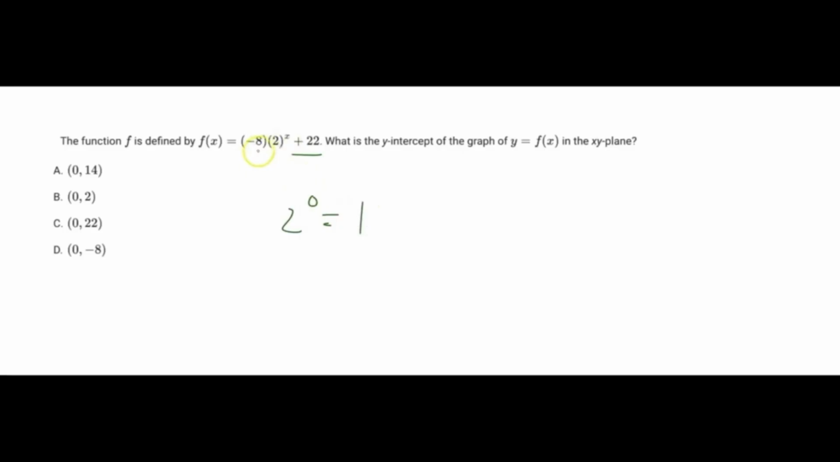And so 1 is going to be multiplied by -8. So 1 times -8, and that gives us -8. So in reality, we have -8 plus 22. And -8 plus 22 is going to give us 14. All right. So 14 here is going to be our y output when x is 0. And therefore, our answer choice is going to be A.